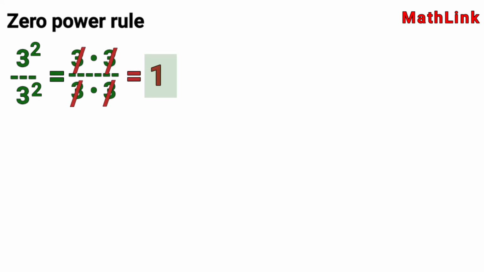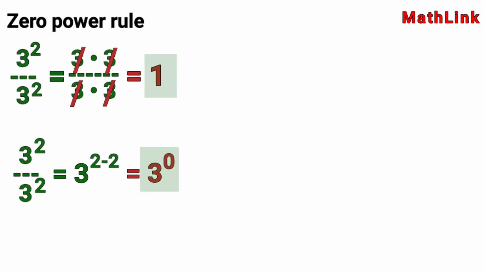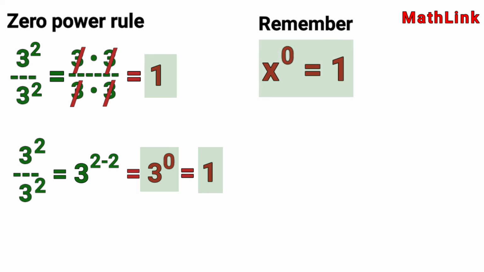Now let us answer using the quotient rule. 3 raised to 2, over 3 raised to 2, is equal to. Copy the base 3, and subtract the exponent. 2 minus 2 is equal to 0. Therefore 3 raised to 0 is equal to 1, because 3 raised to 2 over 3 raised to 2 cannot have 2 different values. Remember, x raised to 0 is equal to 1.